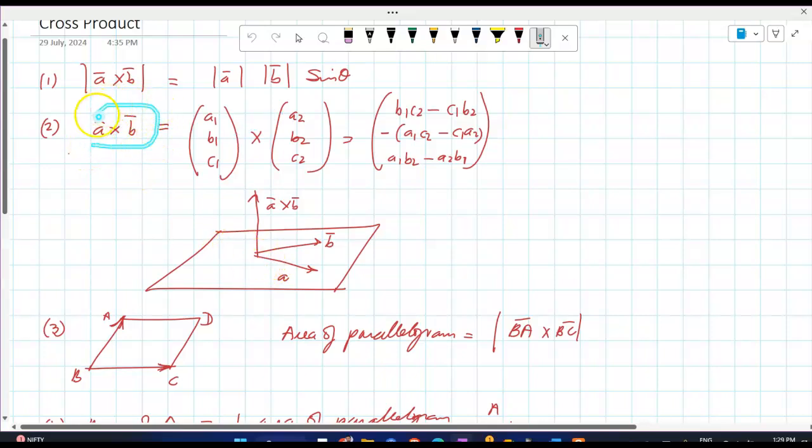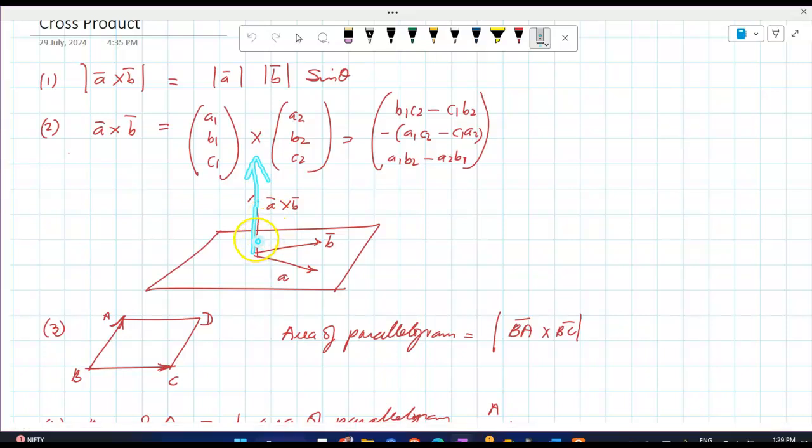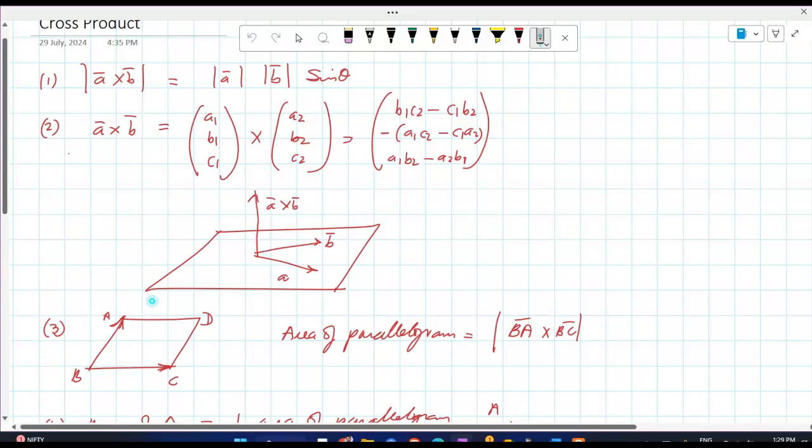Basically, this gives you a vector. If A is a vector and B is a vector, both lying in one plane, then your A cross B is the third vector which is perpendicular to both these vectors. Perpendicular to A also and perpendicular to B also. Very important. Sometimes they'll give you two vectors and ask to find a third vector perpendicular to both. So you just find a cross product. They won't tell you find a cross product. They'll say find a third vector perpendicular to both.